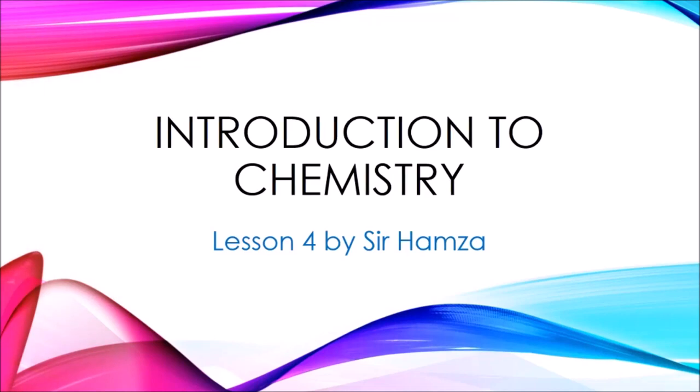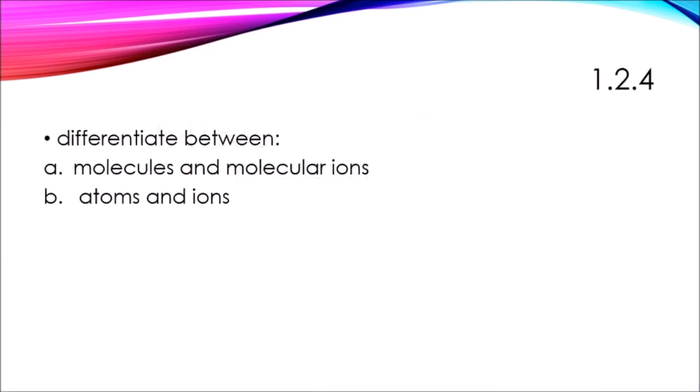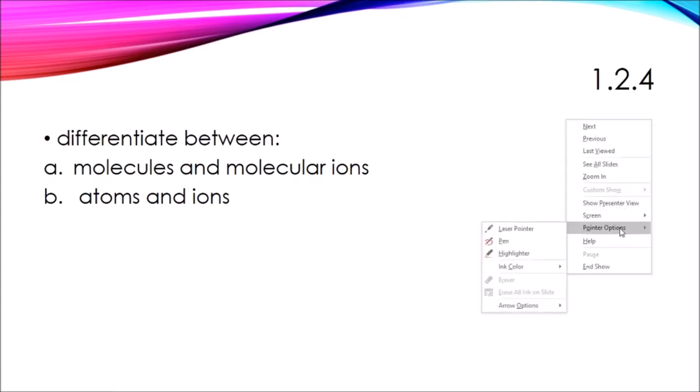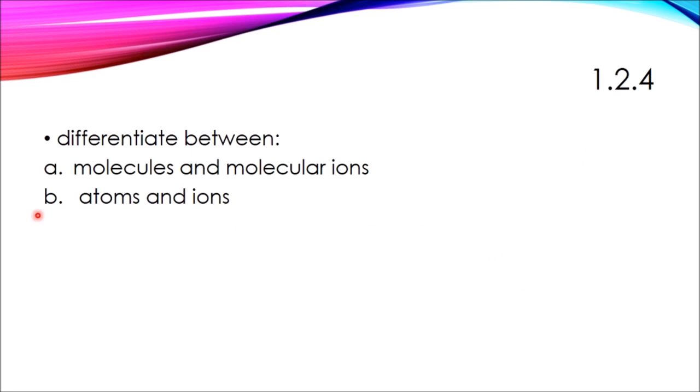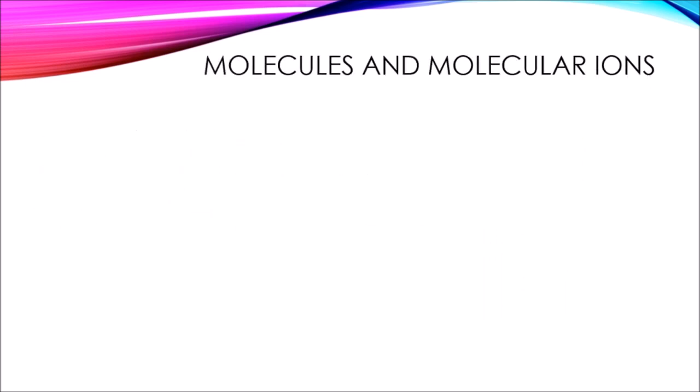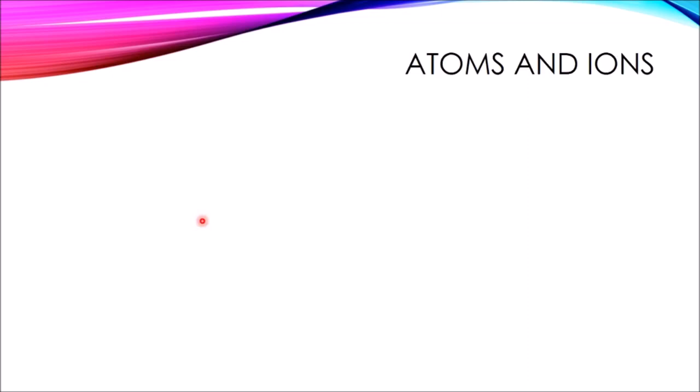Welcome to lesson 4. This is Introduction of Chemistry, which is your chapter 1. We have SLO 1.2.4 today, which is to differentiate between molecules and molecular ions, and atoms and ions. We are going to look at atoms and ions first.